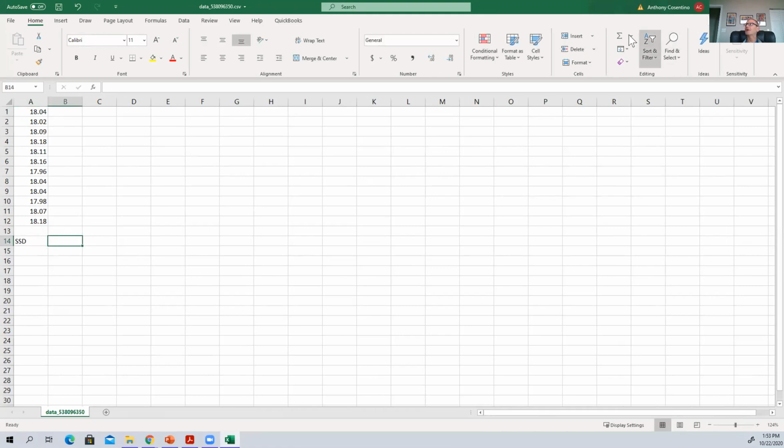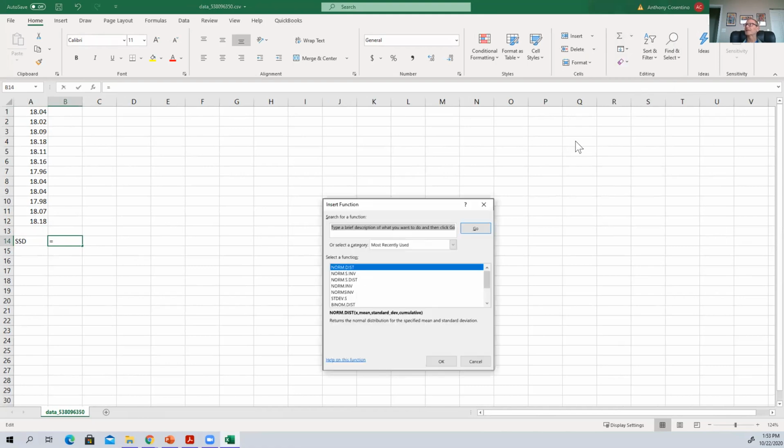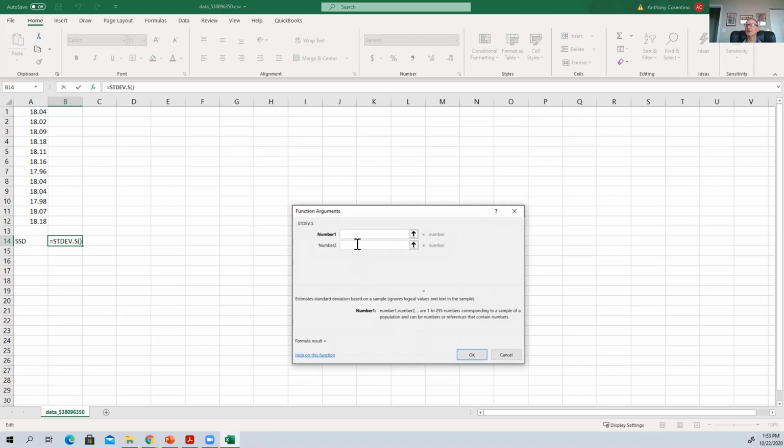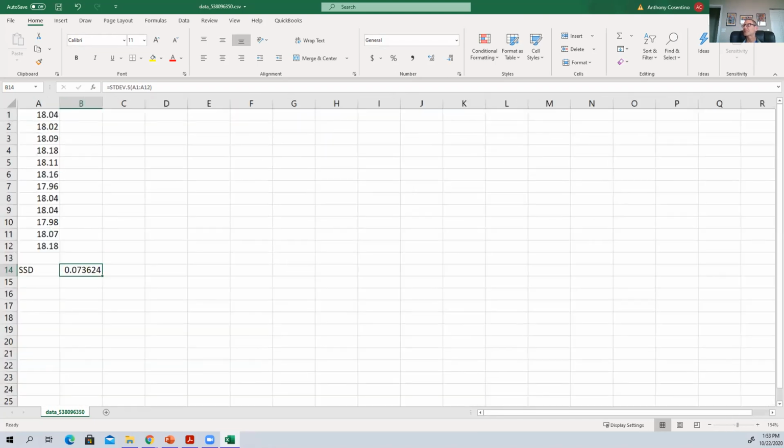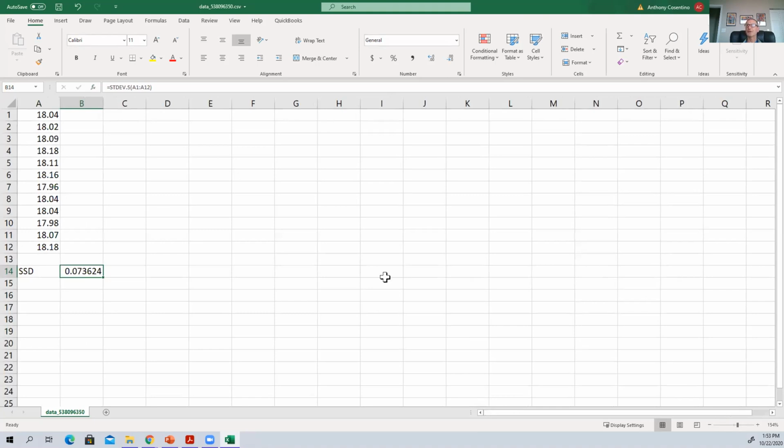And so you would come up to more functions. We don't even need to calculate the mean, right? Because the idea is that it should be standard deviation dot S for sample. Click on that. And up comes the function. And we're just going to use the first. So you highlight this. You hit OK. And up comes the standard deviation of 0.07 and some change. Let me see if I can make that a little bit bigger. There we go. 0.07 and some change.